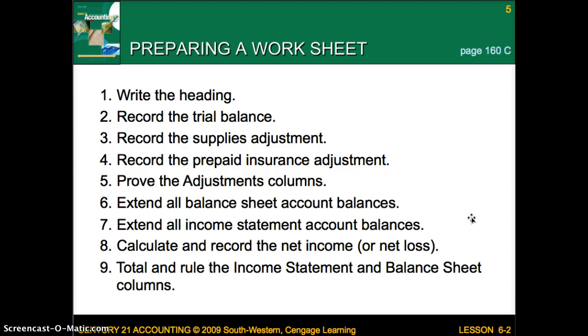For preparing a worksheet, this is where we're going to get into the transparency sheets in your book. The first thing that you need to do is write a heading. You'll record the trial balance, you can go through and look at all these things. We did the supplies adjustment, prepaid insurance adjustment, we proved the adjustment column. That's everything that we've done so far in this chapter. Then you need to extend all the balance sheet accounts, all the income statement accounts, calculate and record net income or net loss, and then total and rule.